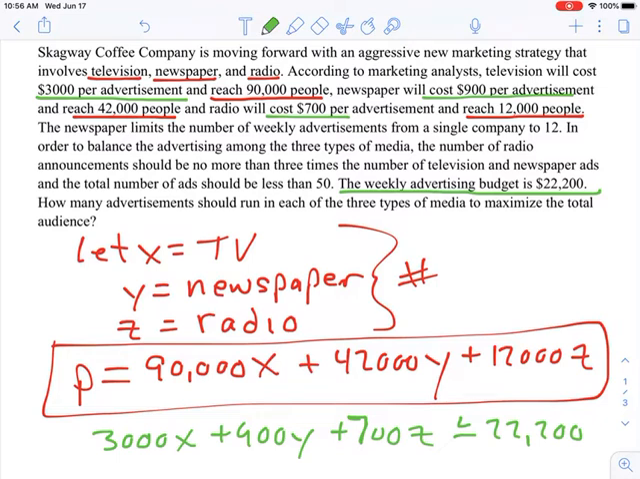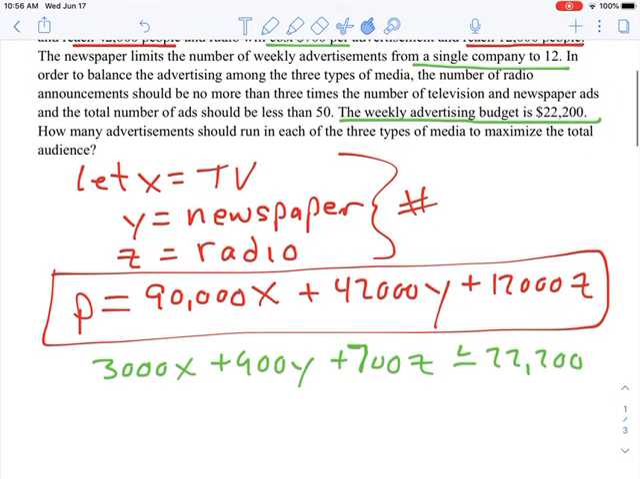Well, what else do we have here? That pretty much takes care of the first couple lines. The newspaper limits the number of weekly advertisements from a single company to 12. So the newspaper, which is Y, limits the number of ads to 12. Once again, we could have less than 12. We could have 12, but we can't have more than 12. So Y would have to be less than or equal to 12.